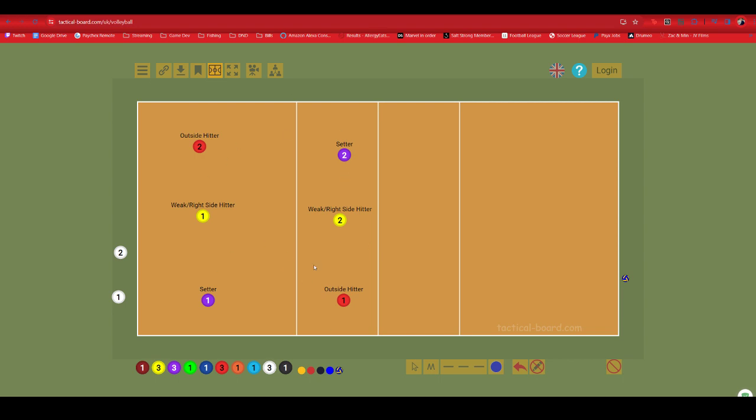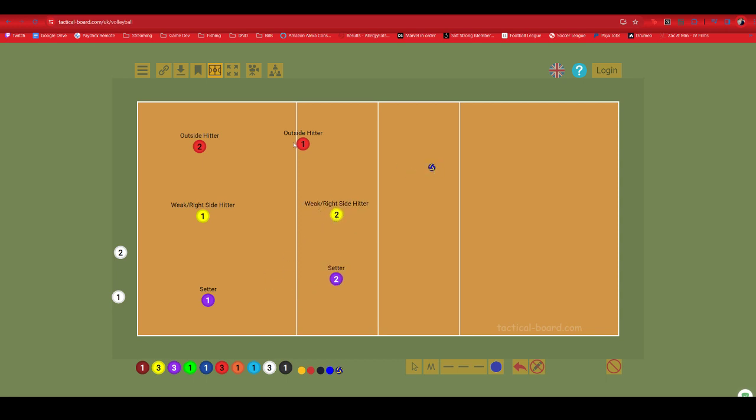And now we are, again, this is our other rotation where we're out of formation. So we're going to stack up, setter, outside hitter, and weak side. Stack up, ball gets served, outside goes to spot, weak side goes to spot, setter goes to spot. Ball comes in, set, hit. There it is. As simple as that.